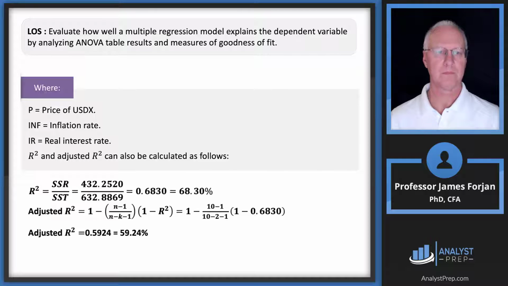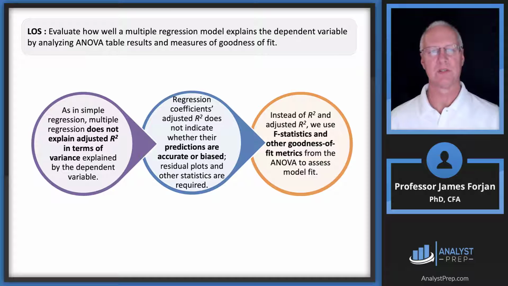A couple of summary thoughts regarding what I just said and about goodness of fit. The reading does ask you to go back to level 1 as in simple regression. Multiple regression does not explain the adjusted R square in terms of the variance. What it does is give us an idea of goodness of fit. It doesn't tell us whether our predictions are either accurate or if they're biased. What it does is give us a measure of the goodness of fit.